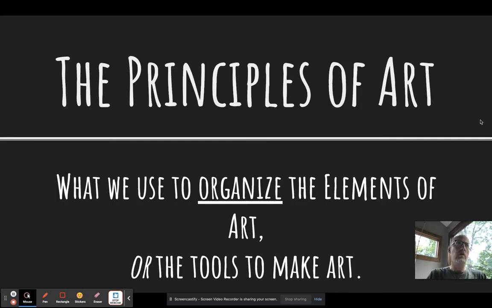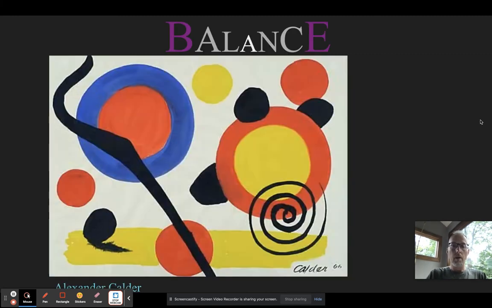All right. So not only do we have the elements of art, we also have the principles of art and design. What we use to organize the elements of art, or the tools to make art. So again, we're going to talk about these in a way that is not just necessarily talking about fine arts, but also how it applies to graphic arts and advertising arts.